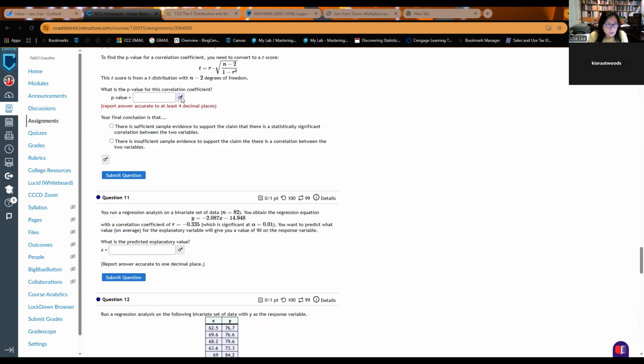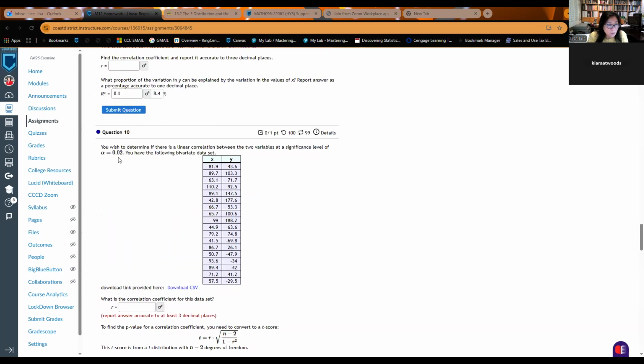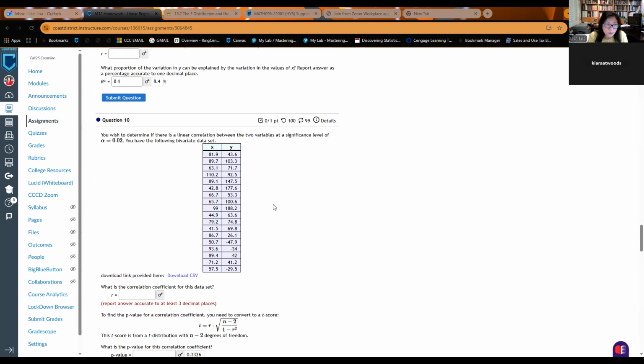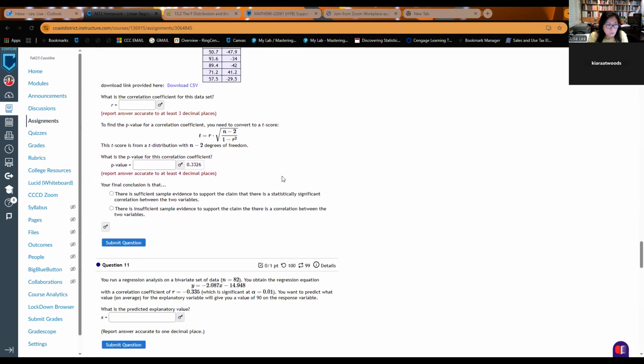So let's see. This one, the p-value is 0.3326, and our alpha is 0.02. So it's not less than. If it's not less than this number here, we cannot reject the null hypothesis. So do not reject the null hypothesis. That means there is insufficient evidence, because the null hypothesis assumes no linear relationship. Assume nothing there.